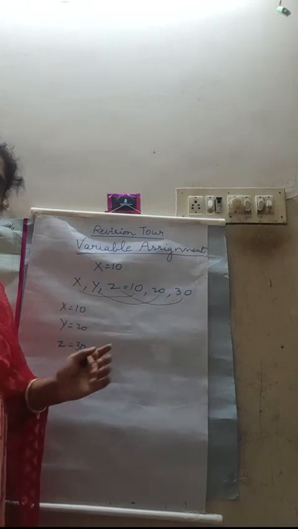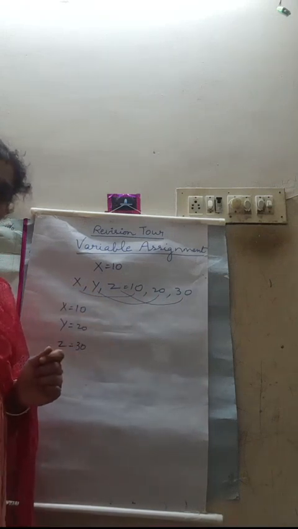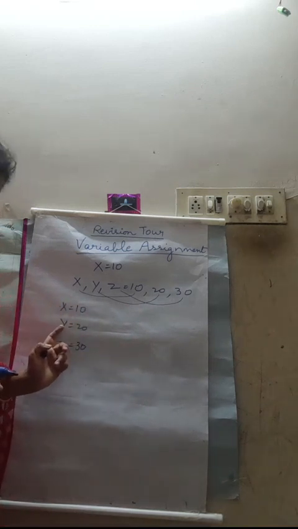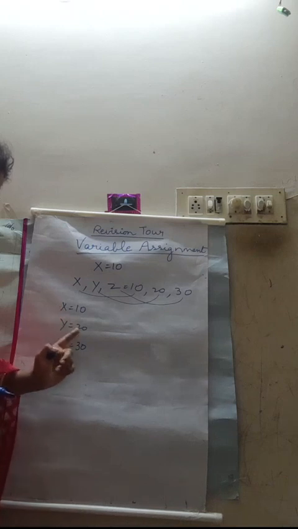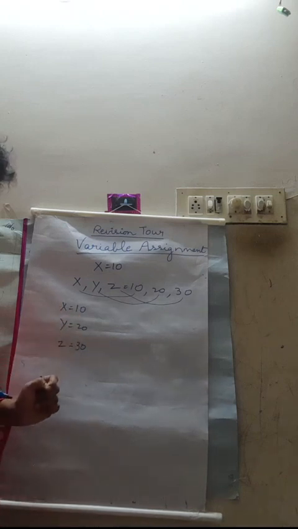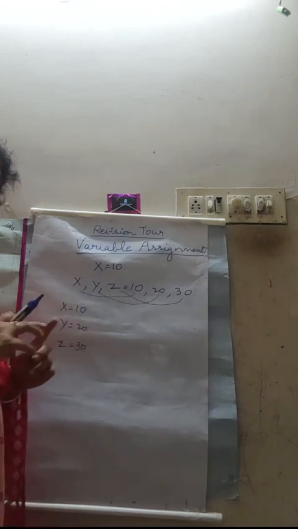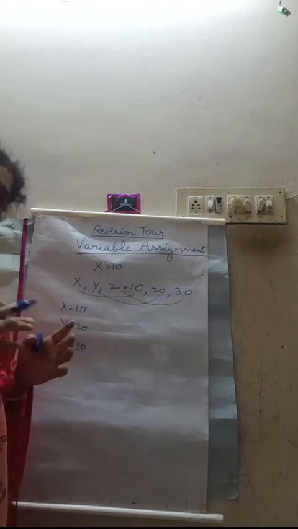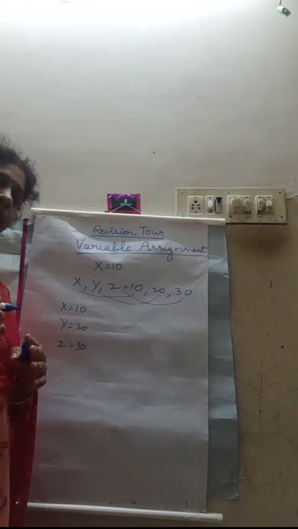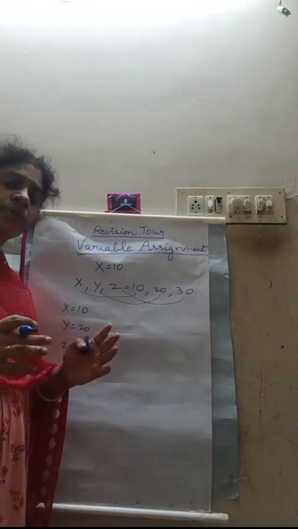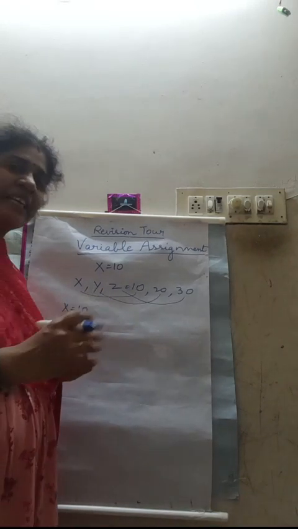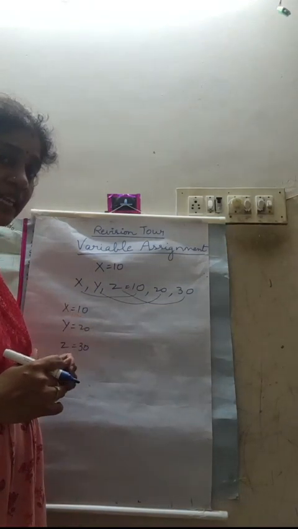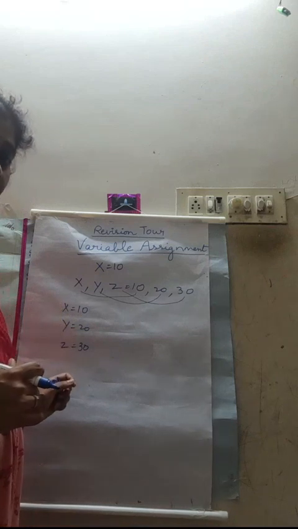Now let us see how we can use this. For example, we want to swap the values of x and y. x has to become 20 and y has to become 10. That I can do in a single statement in Python. Interchanging of values: if you go to other programming languages, we have to use a temporary variable. But in Python, I can finish it in a single statement, swapping of two variables.